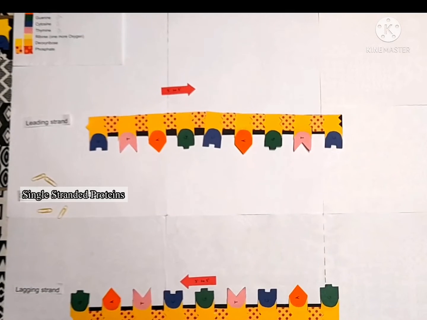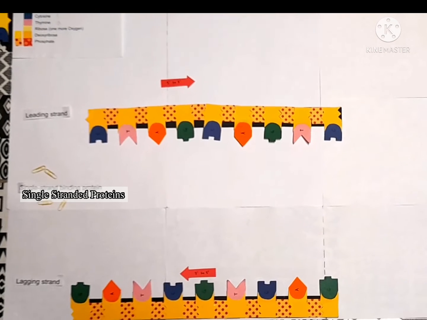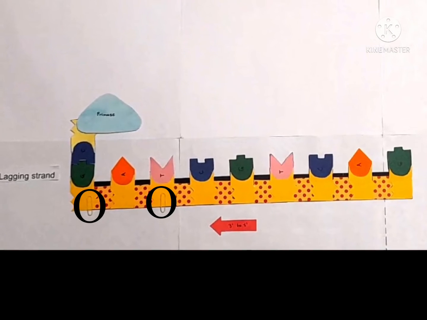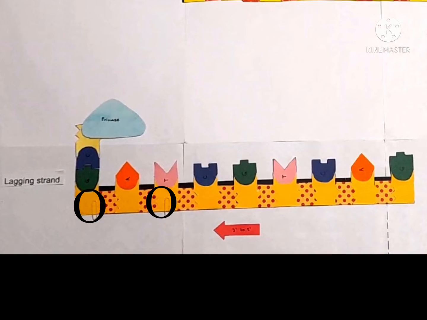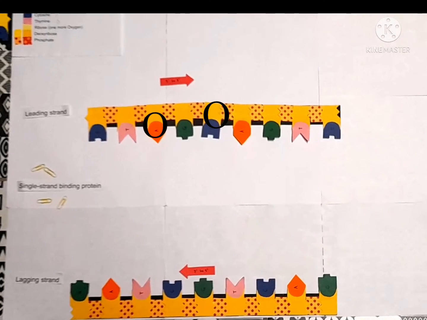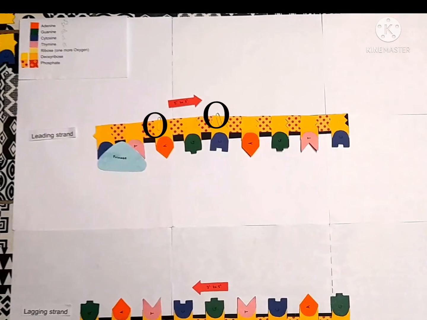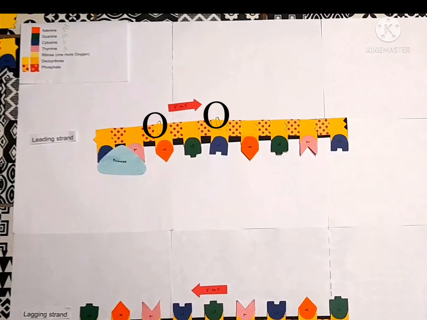DNA single-stranded binding proteins bind to the DNA to stabilize the single-stranded structure generated by the action of the helicase. Replication is 100 times faster when proteins are attached to the single-stranded DNA.